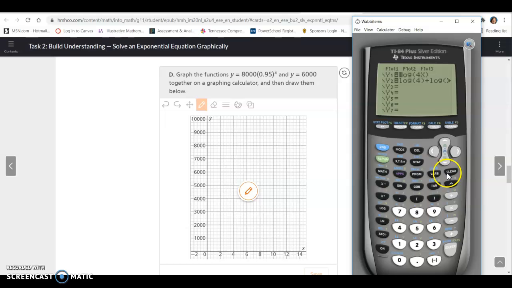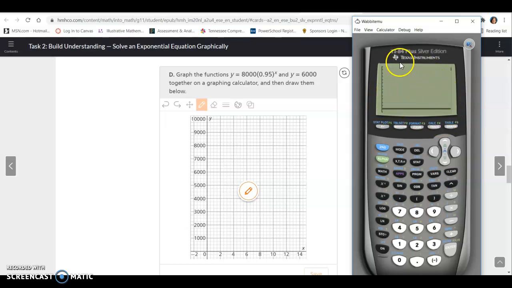All right, so let's clear out what I had in here before. I'm going to graph 8,000 times 0.95 raised to the x power. And then my other line is y equals 6,000. Then I'm going to hit graph.